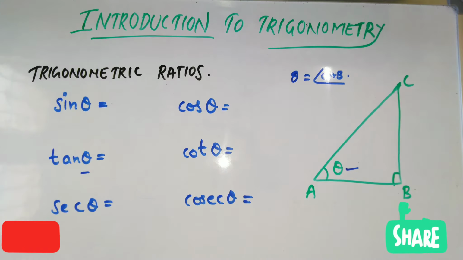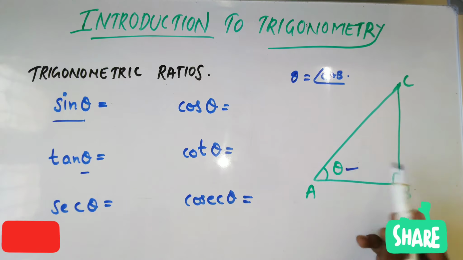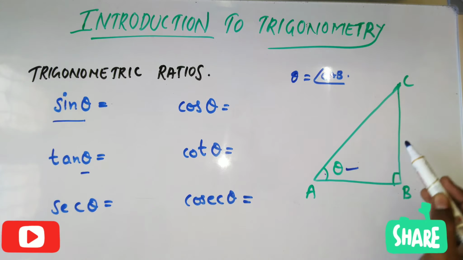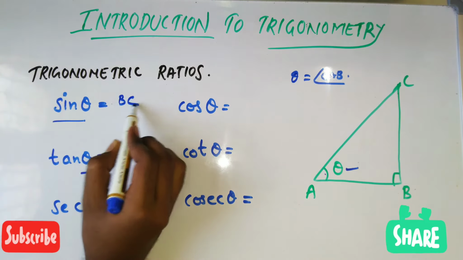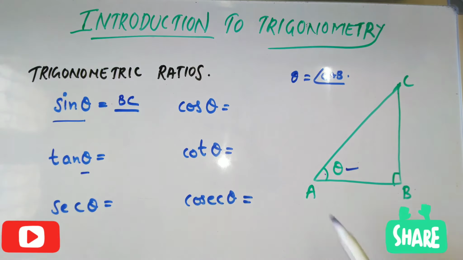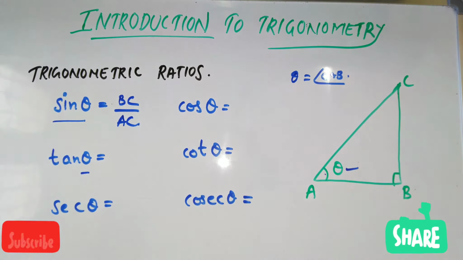Now here sine theta is nothing but opposite by hypotenuse. What is the opposite side? With respect to theta you have to see the opposite side. With respect to theta, the opposite side will be this, that is CB, or BC. So opposite side by hypotenuse. What is the hypotenuse? Hypotenuse is AC. So it's nothing but BC by AC.